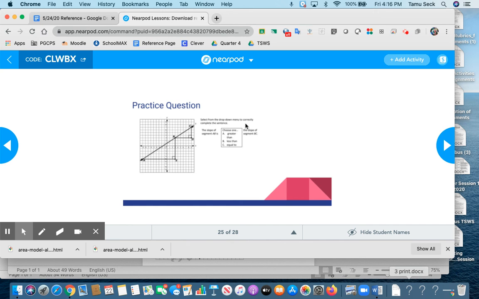Select from the drop-down menu to correctly complete the sentence. The slope of the segment AB is blank the slope of the segment BC. So let's find the slope of each triangle. Okay. 1, 2, 3, 4. 1, 2, 3, 4, 5, 6. So the slope of this is 4 over 6. 4 over 6 reduces to 2/3.